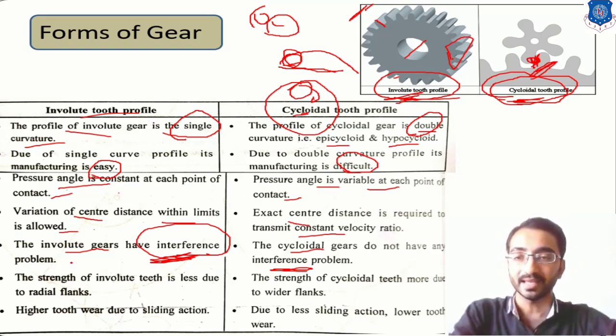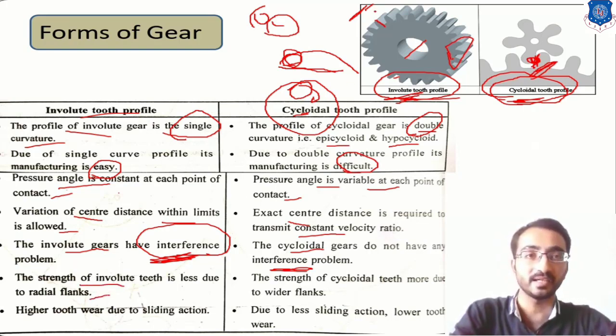Okay, then the next one: the strength of the involute tooth is less because it has a radial flank, while in the cycloidal tooth you can consider the width to be larger compared to the involute tooth, so it has higher strength.